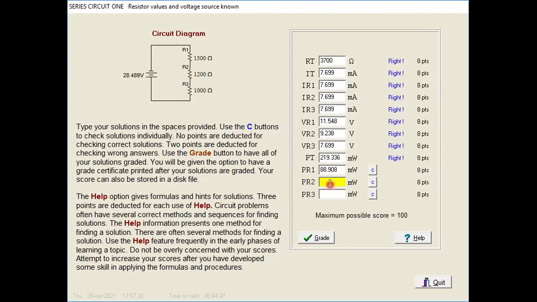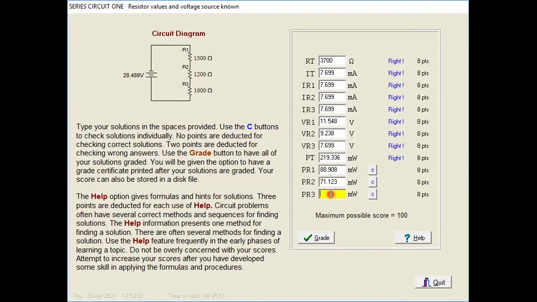Now let's do PR2. Again, it's IR2 times VR2. So it'll be 7.699. Don't forget to hit your shift milli. Multiply that by 9.238 volts. And that will give us our total power across R2 of 71.123 milliwatts.